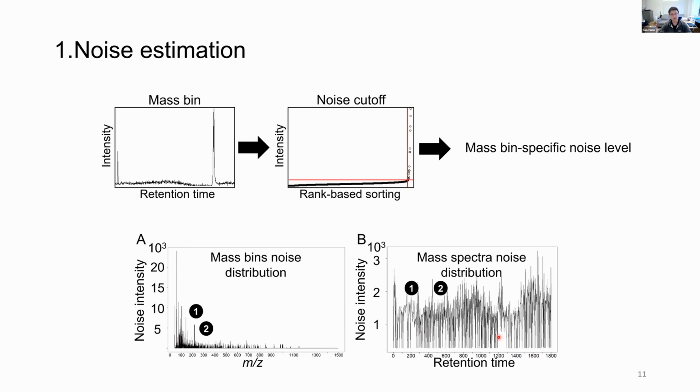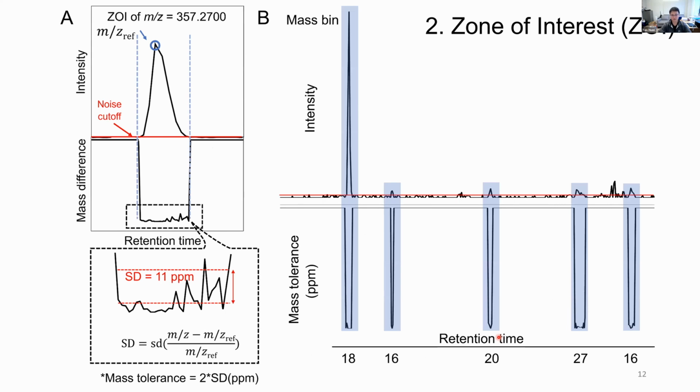Okay, so once we have the noise level, the second thing is we try to identify those high quality metabolic features that represent real metabolites. In this case, we propose a concept called the zone of interest. The left side shows what a zone of interest looks like. We have an extracted ion chromatogram, and in our previous slide, we already talked about how we can estimate the noise for this particular mass bin. We give a noise cut, and for the remaining data points that are above the noise level, we use the data point of the highest intensity as a reference. We then use that reference to subtract the m/z value of the others to get the mass difference distribution, as shown at the bottom here.